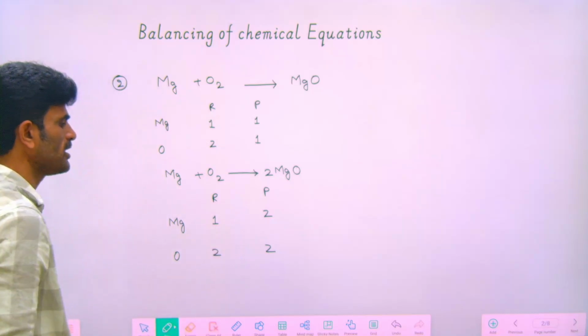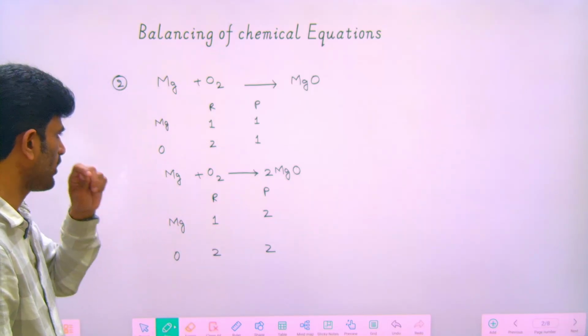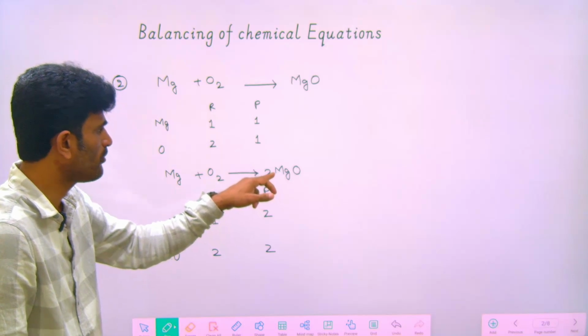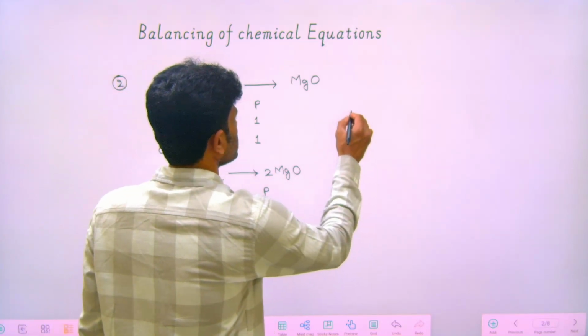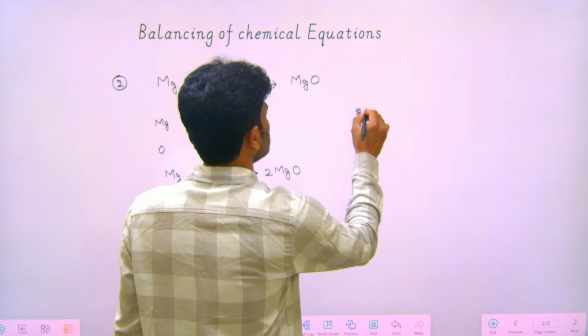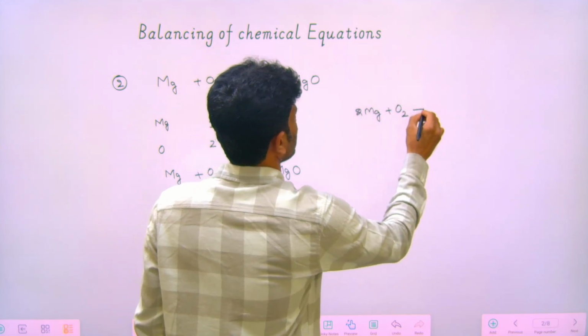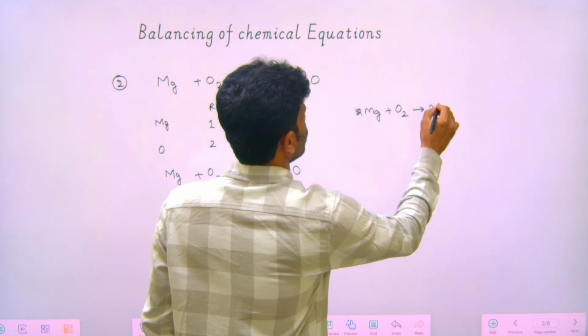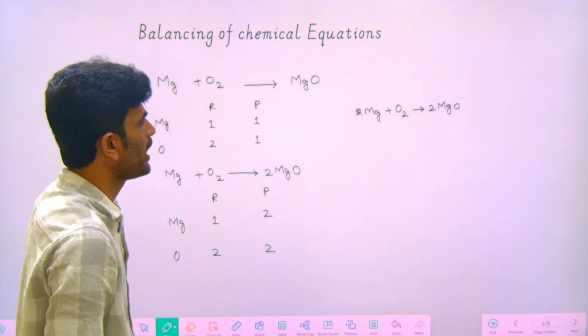Now oxygens are balanced, but magnesiums are not balanced again. So what do we have to balance? Magnesiums. Because you have 2 Mg here, here also you have to write 2 Mg. Then the final equation will become like this: 2 Mg plus O2 gives rise to 2 MgO. This is the balanced equation.